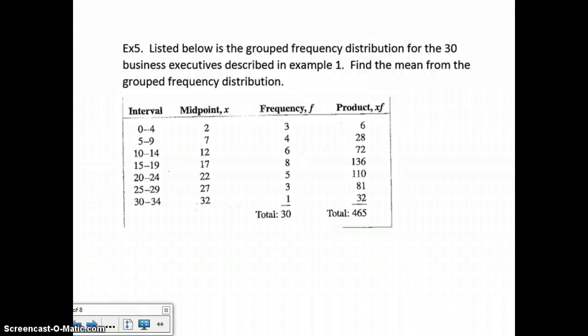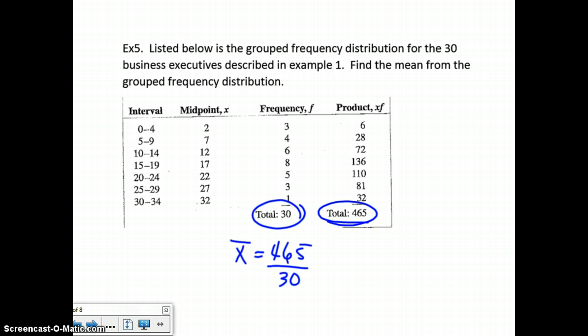A similar thing's happening with the next problem. Example 5 says listed below is the grouped frequency distribution for the 30 business executives described in example 1. Find the mean from the grouped frequency distribution. Again, we're going to find the mean. We have a total of values, and the number of values is 30. And so to find the mean, we're going to take 465 divided by 30, and that equals 15.5.